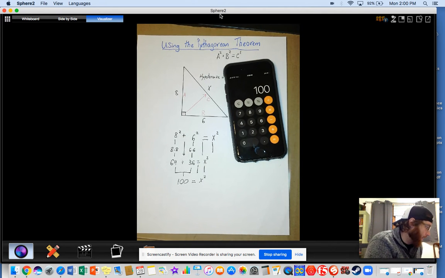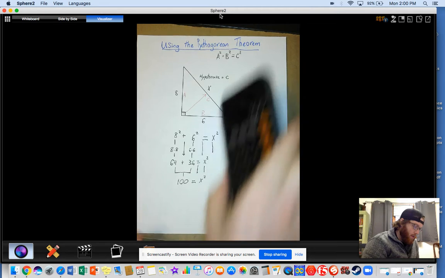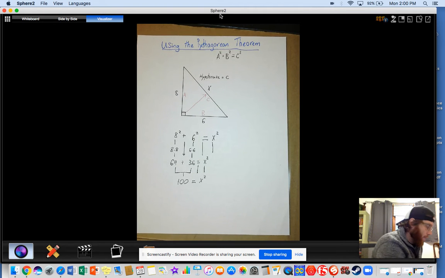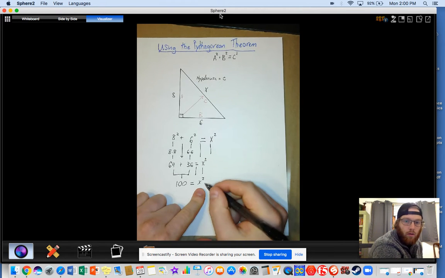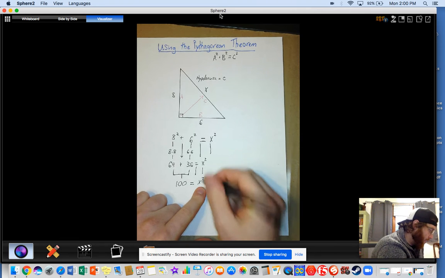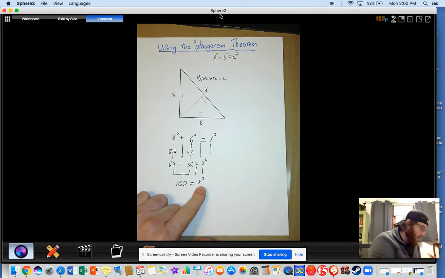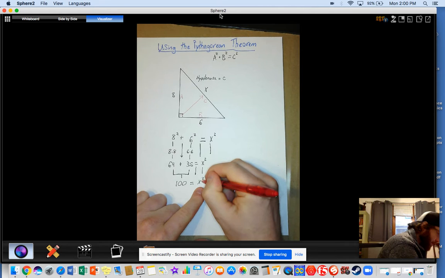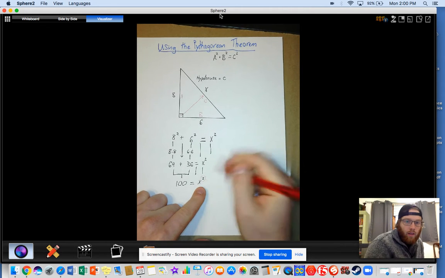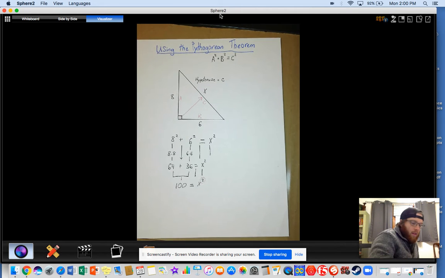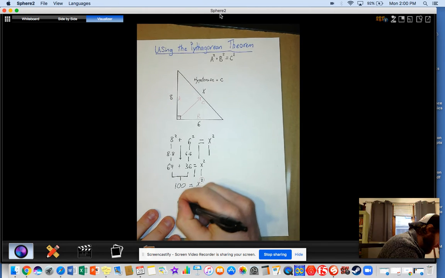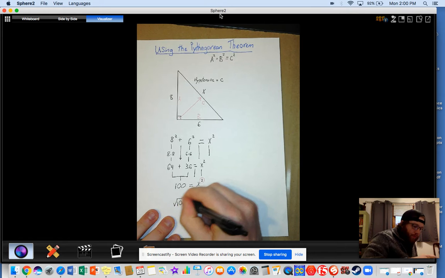Now, you might be looking at this and thinking to yourself, man, I think it's solved, right? But if we remember with variables, we want the variable always to get all the way by itself. We still have this pesky exponent right here. We've got to get rid of that squared. And the way you do that is by taking the square root of 100.